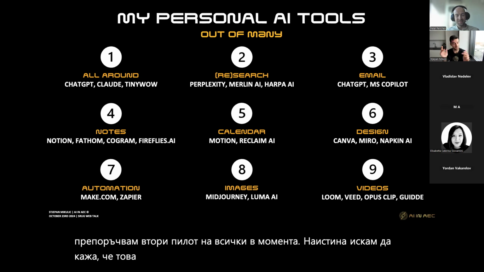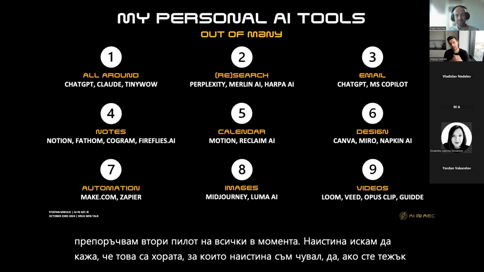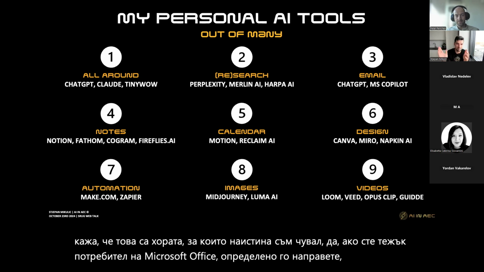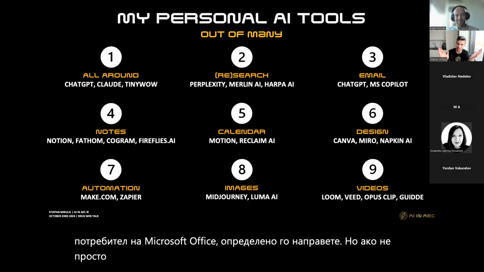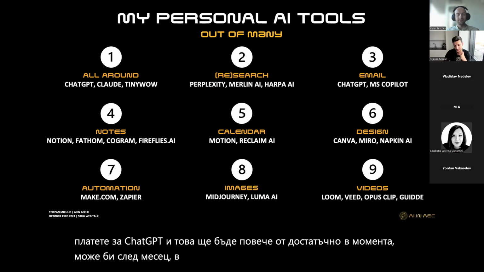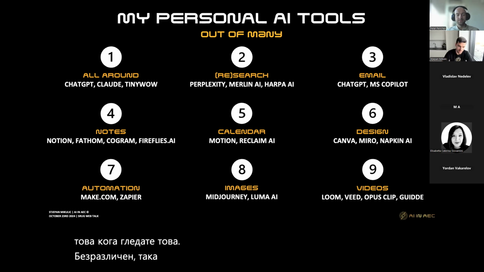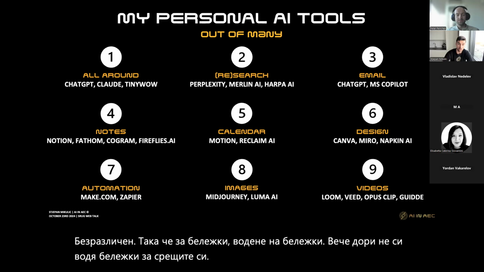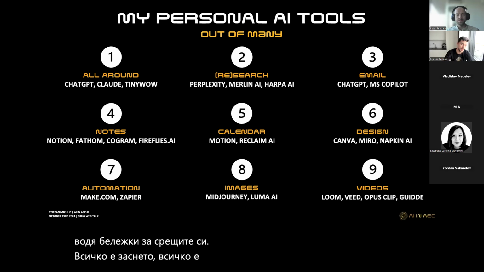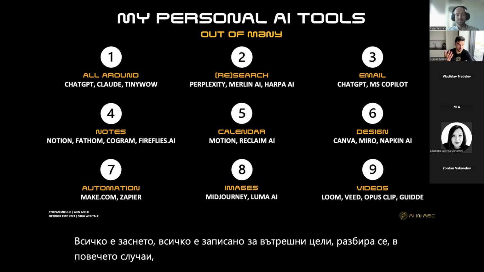Oh, really? I heard Copilot. Yes, if you're a heavy Microsoft Office user, definitely go for it. But if you're not, just pay up for ChatGPT and it's going to be more than enough right now. Maybe in a month, depending on when you're watching this, it's different. For taking notes, I don't even take notes anymore for my meetings. Everything is filmed, everything's recorded for internal purposes, of course, in most cases. So Fathom, Cogram, and Fireflies is most of what I use, but also Notion for my hubs and so on.